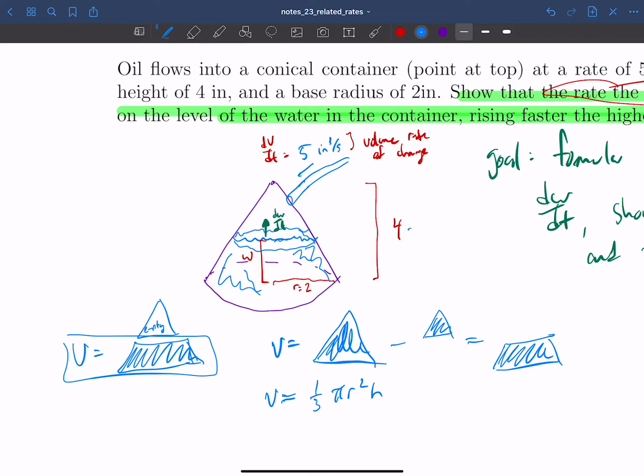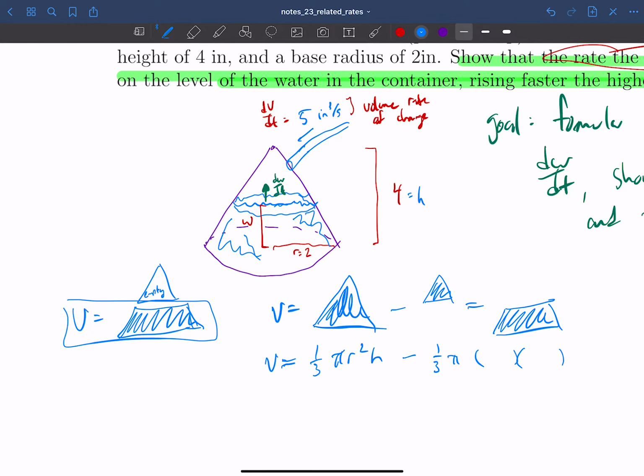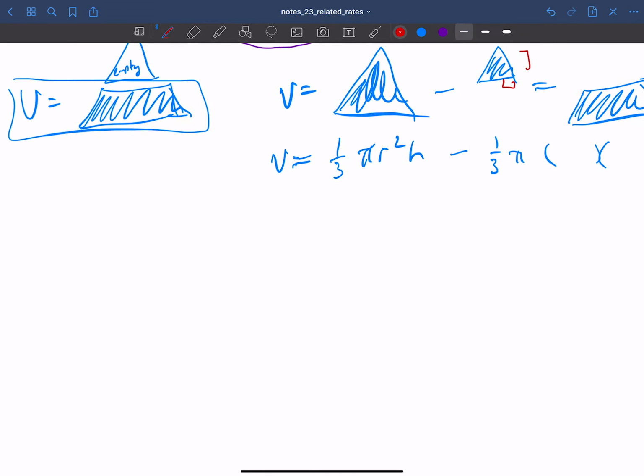What's h? 4. R is 2. Minus 1/3 pi something times something. So we need to work on how to get the radius of just this smaller one and the height of just that smaller one. I think we can do that. Let's work on that on a side picture over here.